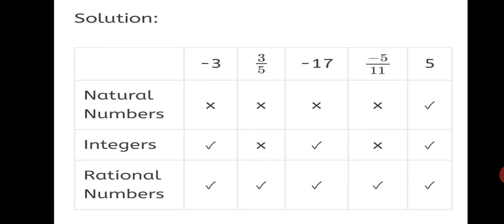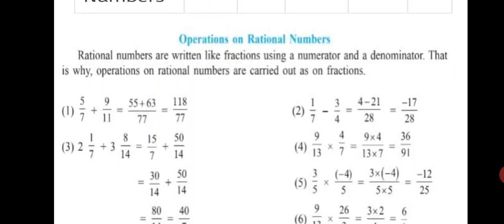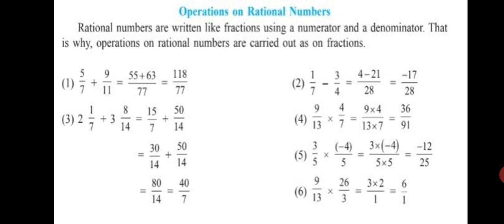So now that you know what are rational numbers, let us see how we can operate rational numbers. Operations on the rational numbers. Rational numbers are written like fractions using a numerator and a denominator. That is why operations on rational numbers are carried out as on fractions. So as you operate your fractions so far, same way you're going to operate rational numbers as well. The only difference is there, like multiplication and division, you will have negative fractions. That's the only difference. Rest all the steps are same.